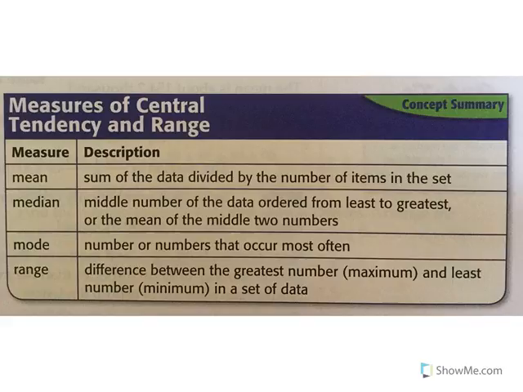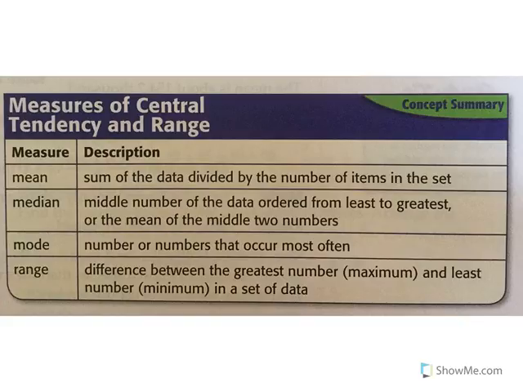Median is the middle number of the data ordered from least to greatest, or the mean of the middle two numbers. So when I say median, middle. I think of mean as a long process. Median, middle. Mode is the number or numbers that occur most often. I think of mode as most. Mode, most. It sounds similar. The number occurs most often.